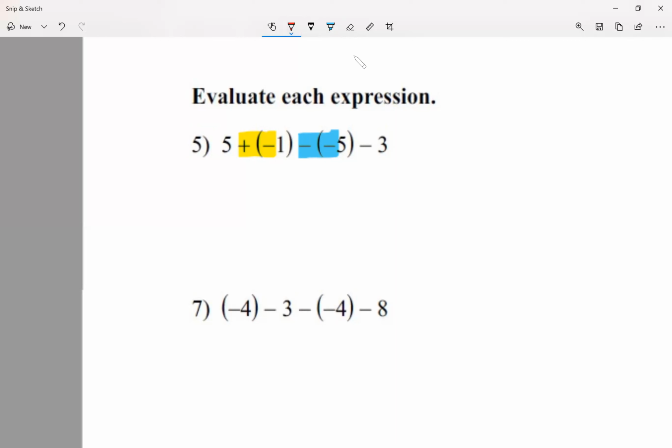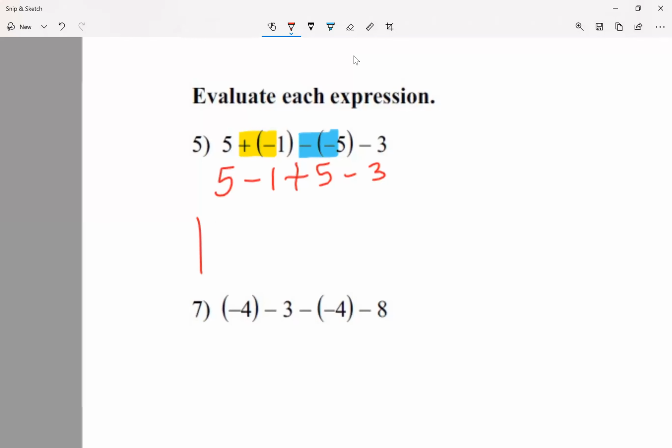So let me write this as 5 - 1. Remember I said when the signs are different, write it as a minus, plus 5, because remember I said when the two signs are the same, write them as a plus. So plus 5 and then -3. Again, what I wanted to do, I just wanted to write everything without parentheses.